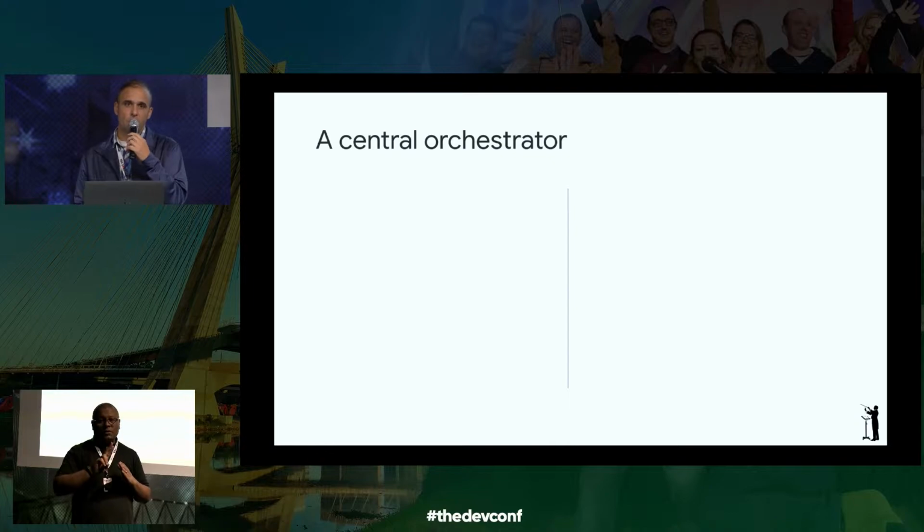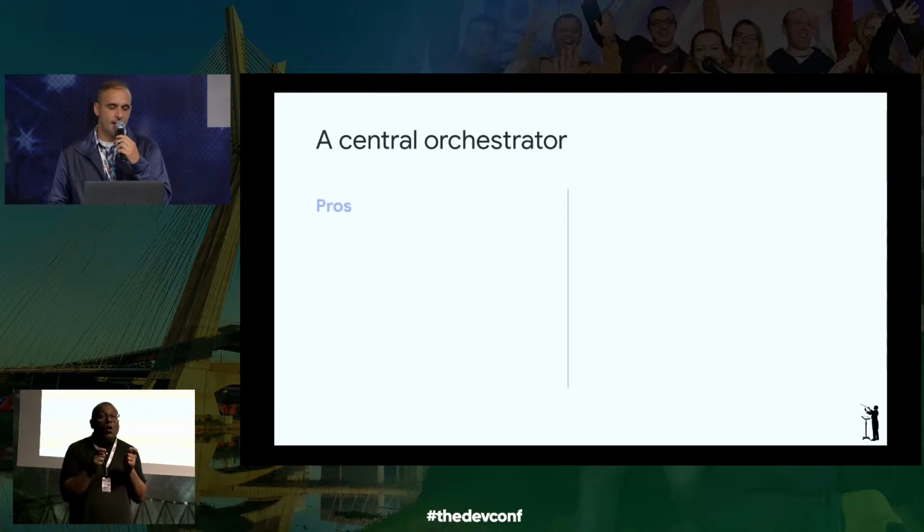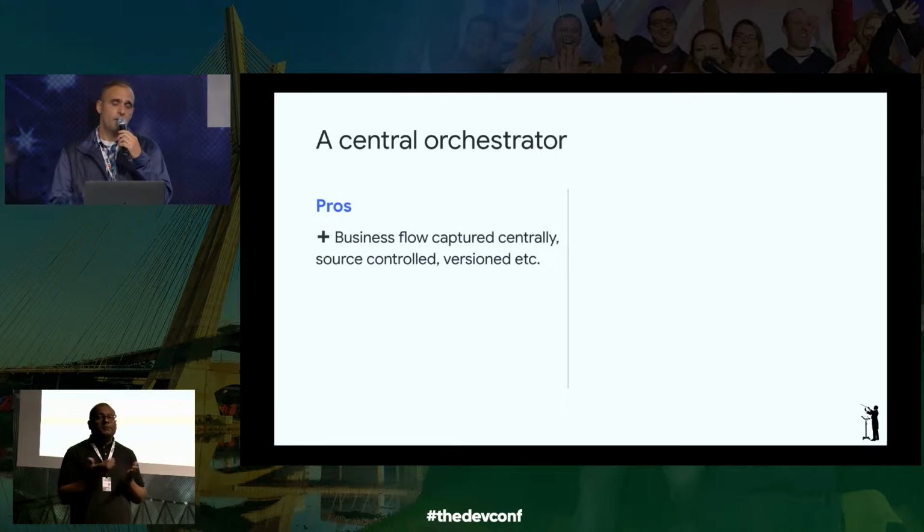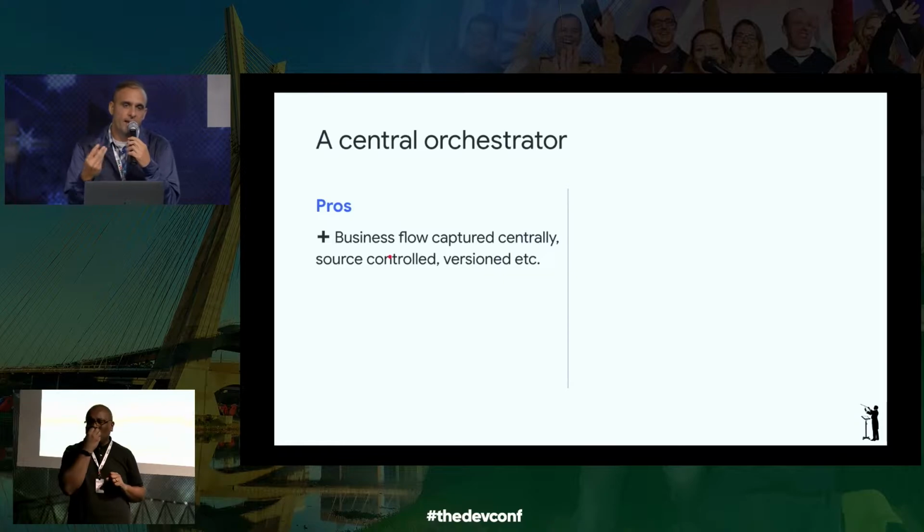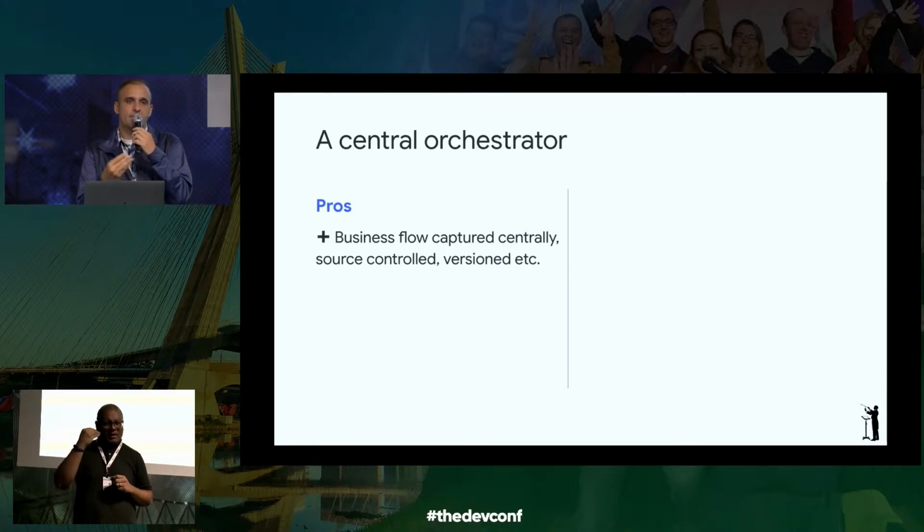Now, the pros and cons of this central orchestrator is that now you have a central place to capture the flow of your application, OK? And since you can capture this flow, this can be source controlled, and it can be versioned. And this is really useful, because if someone comes to you and says, how should my system work? Now, there's a place you can go and actually show people how it should work. This orchestration definition is your definition of how things should work.